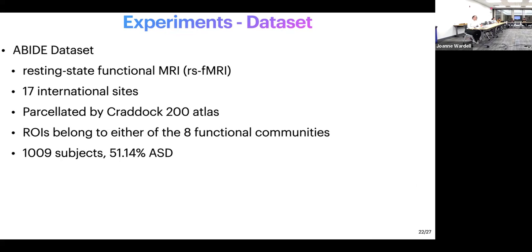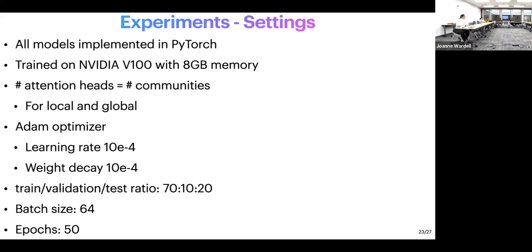So this is just getting into some of their experiments. They worked with the ABIDE data set, which is a resting state functional MRI data set. The data is captured across 17 different international sites, and it's parcellated by the Craddock 200 atlas. And the ROIs belong to one of the 8 functional communities. For this data set, there are about 1,000 subjects, and about 50% of them have the autism spectrum disorder diagnosis.